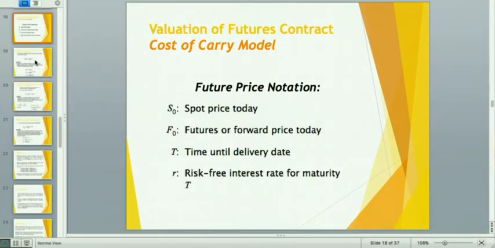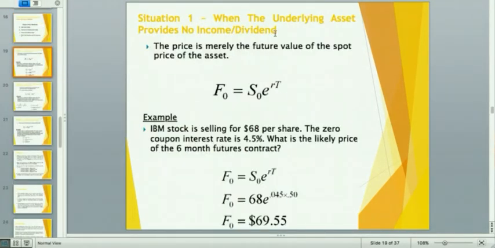Coming to situation 1. Situation 1 is when the underlying asset provides no income or dividend. The formula is very simple. The price is merely the future value of the spot price of the asset. Here F naught is the future price, S naught is your spot price, the price today, e is the exponential value, R is the risk free rate, and T is your time to maturity.